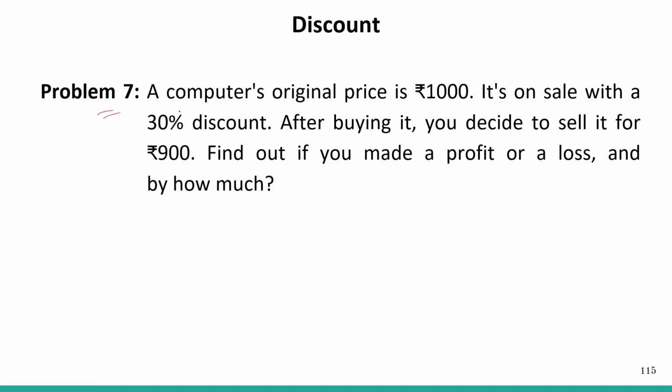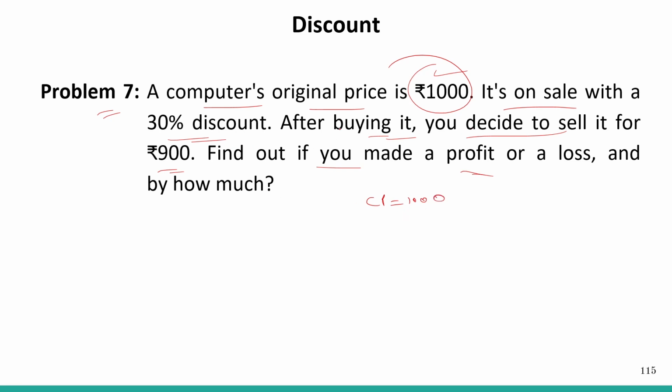So let's see problem number 7. A computer's original price is 1000 rupees. So it's on sale with a 30% discount. After buying it, you decide to sell it for 900 rupees. Find out the amount that you have lost or got in profit. Okay, and if you have any of these two, then by how much? Okay, so original price is this. So CP is equal to 1000 is given to you.